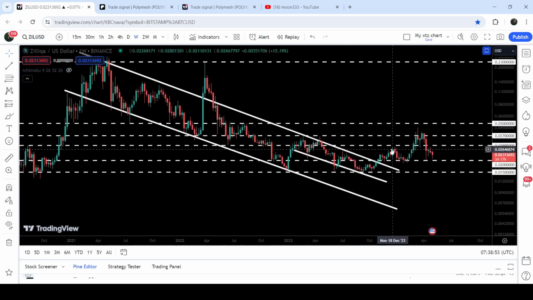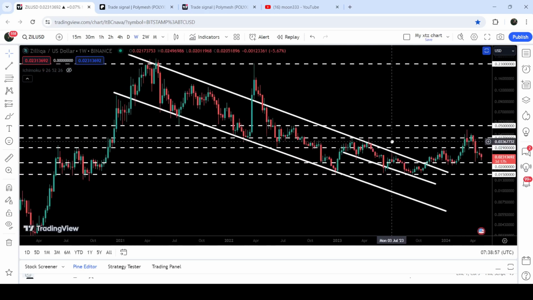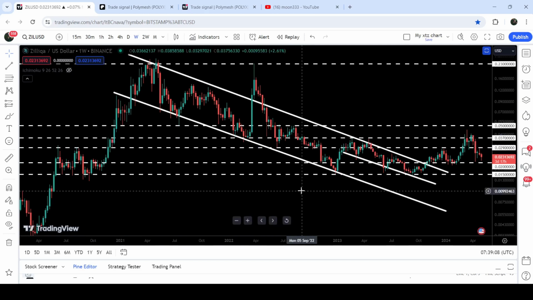And you can see that previously it had been acting as a resistance here, this 2.9 cents. And before that, it had been acting as a very strong support here for several weeks, and support here. And before that, it had been working as a resistance here and resistance here as well. And here it also worked as a support.